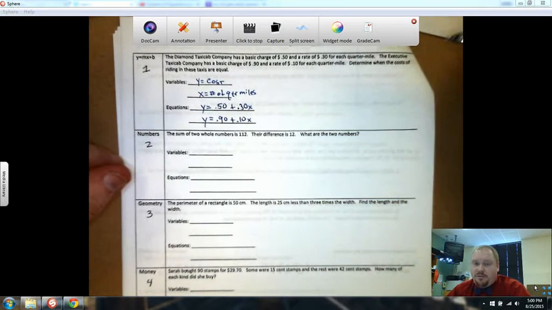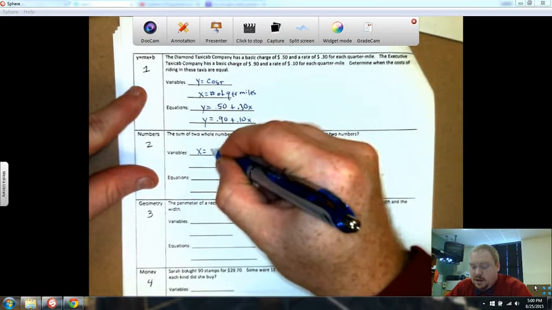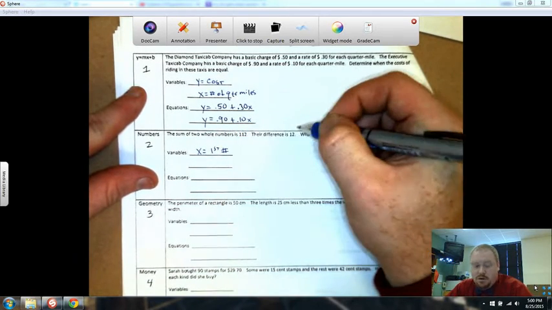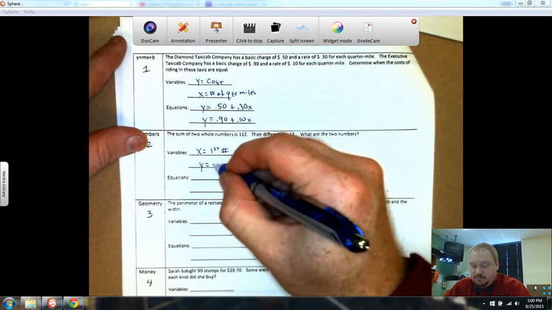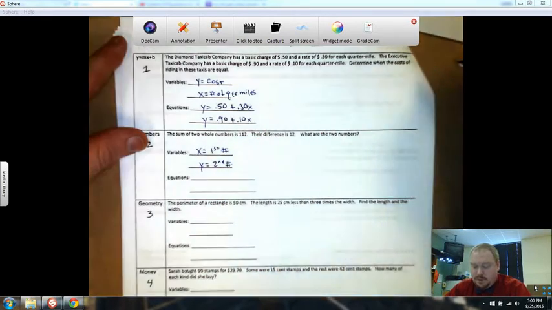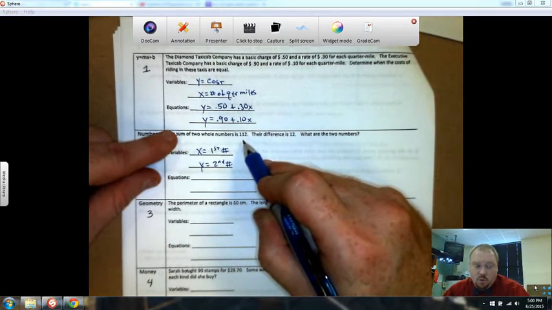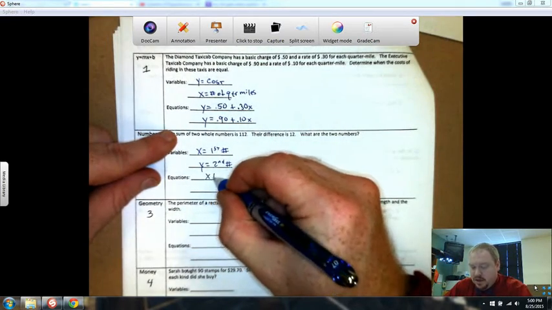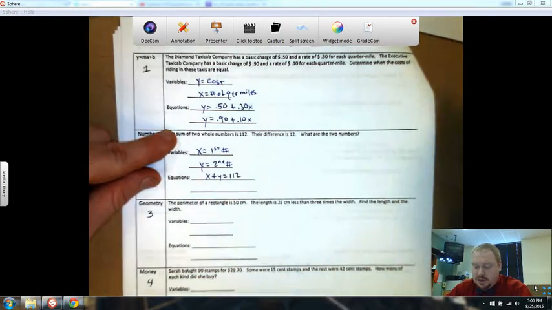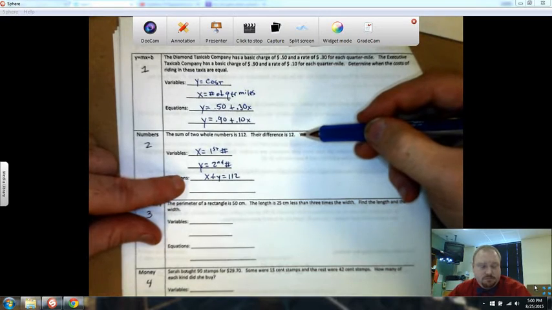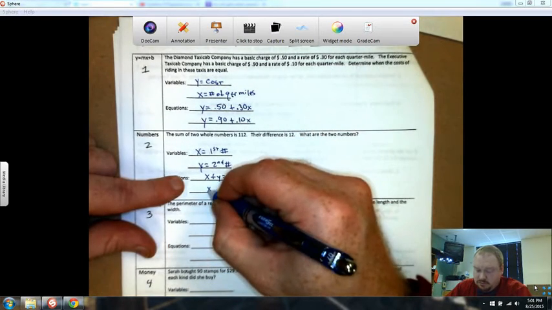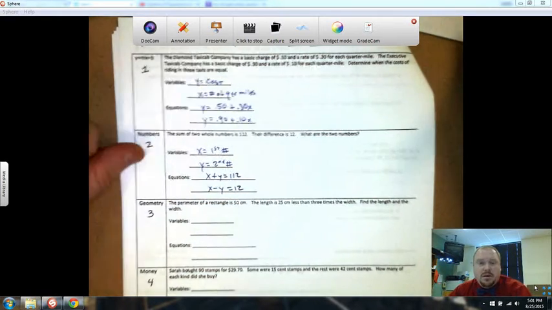is different from the examples that I gave you before, because it's saying the sum of two whole numbers is 112. Their difference is 12. So they want to know what the two numbers are. So I'm just going to keep it simple. X equals the first number. Y equals the second number. So if I know their sum is 112, then X plus Y is 112. And I know their difference is 12. Well, difference means minus, so there you go.